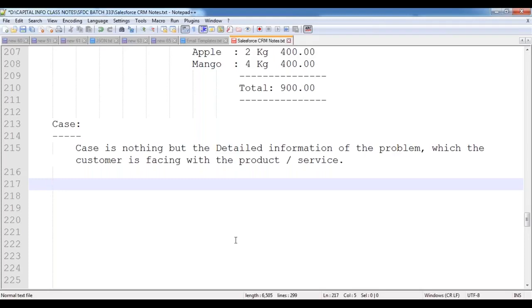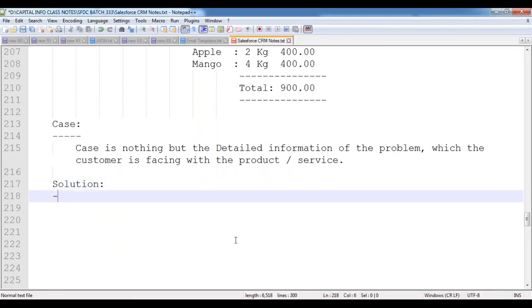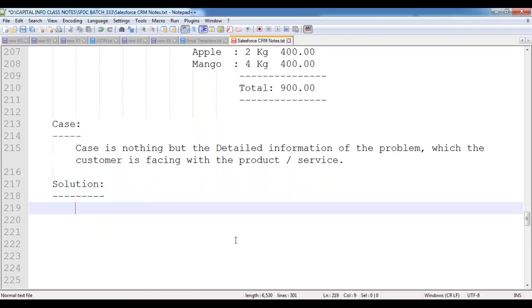Now, as an organization, what do we need to do over here? We need to provide the solution. As an organization, it is my responsibility to provide the solution for that problem. So we need to resolve the customer problem by giving the proper services. We have to give very quality services to our customers, always.